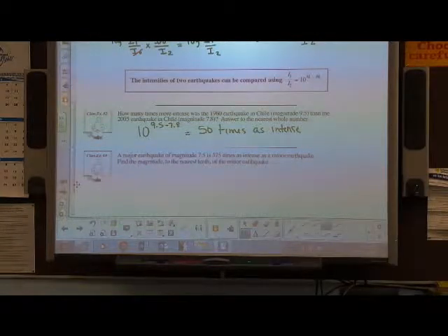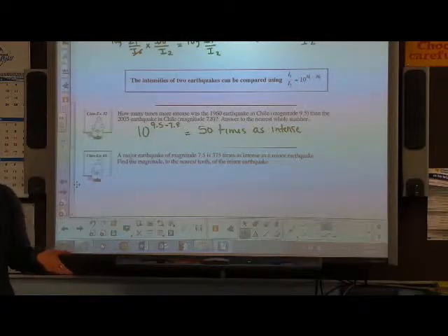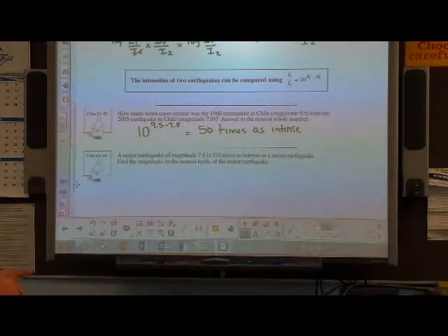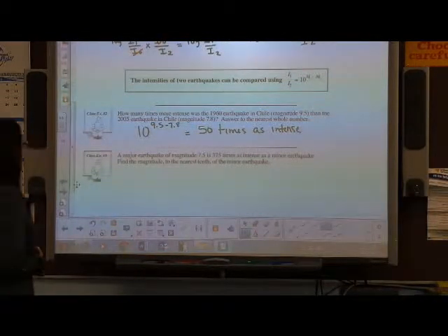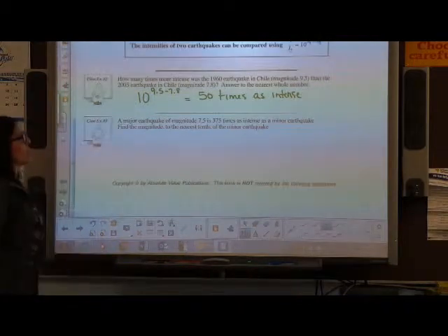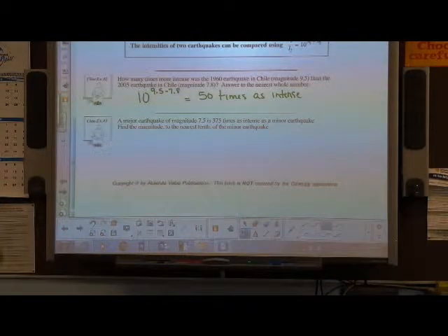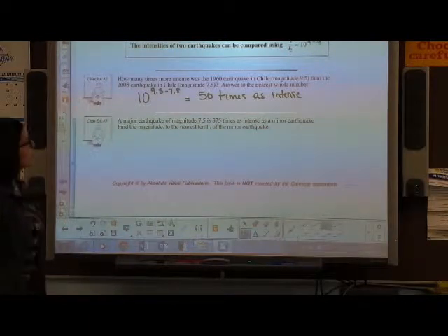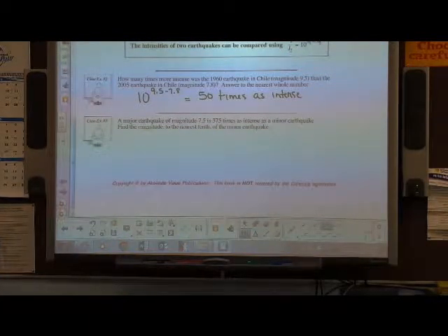So you try to make the buildings as safe as you can, but ultimately if you have a large earthquake, anything over a 6 being considered a large earthquake, if buildings start to collapse, you're probably going to have more damage. Okay? A major earthquake of magnitude 7.5 is 375 times as intense as a minor earthquake. Find the magnitude of the minor earthquake.